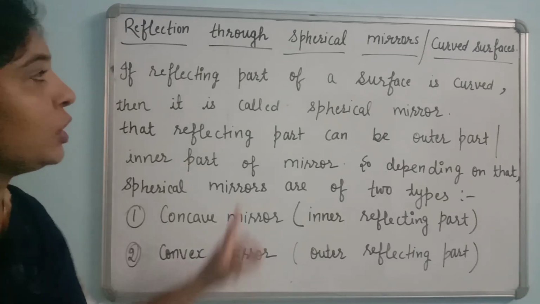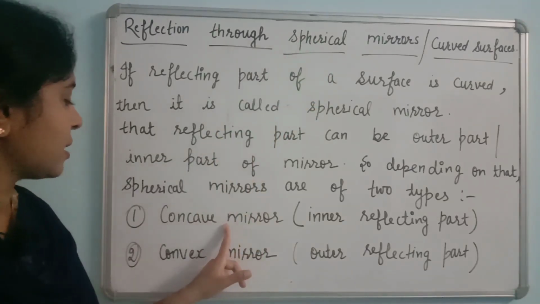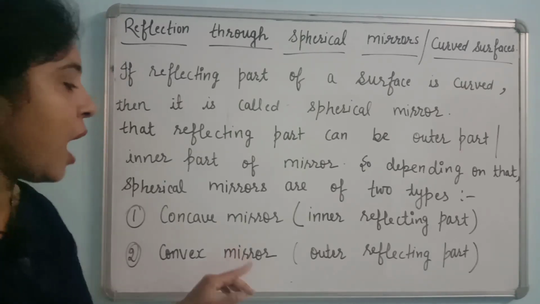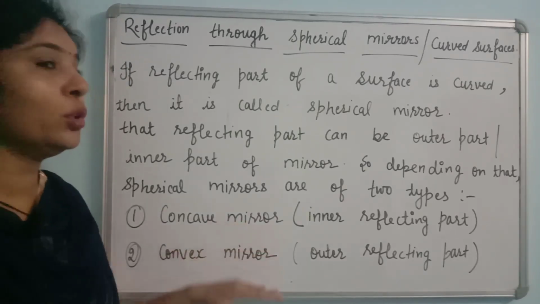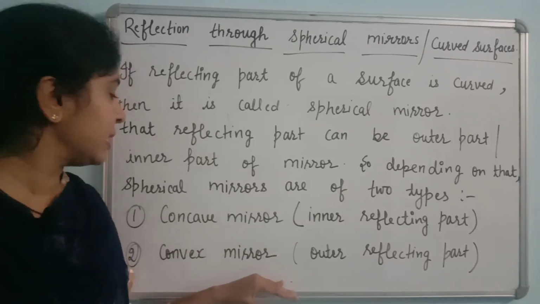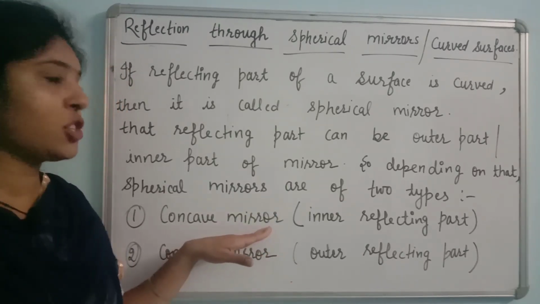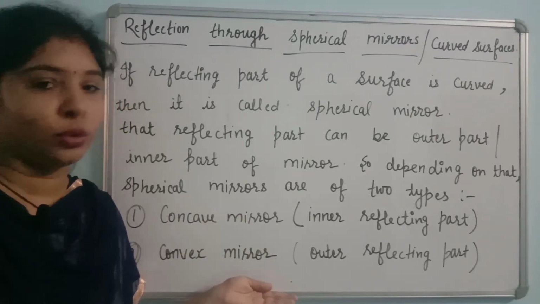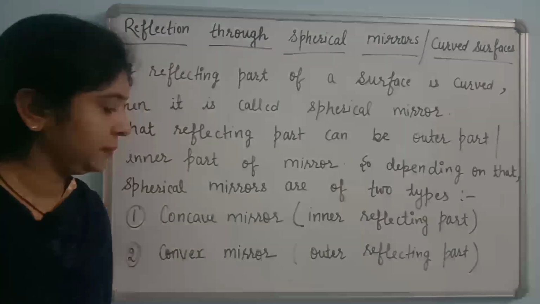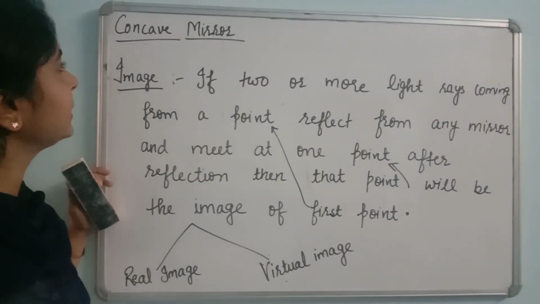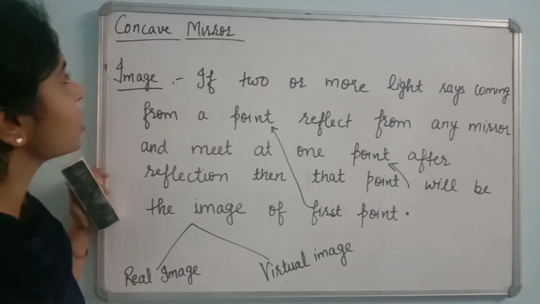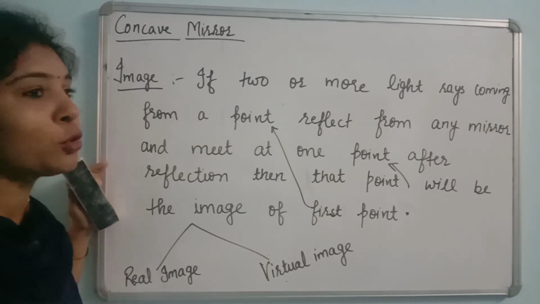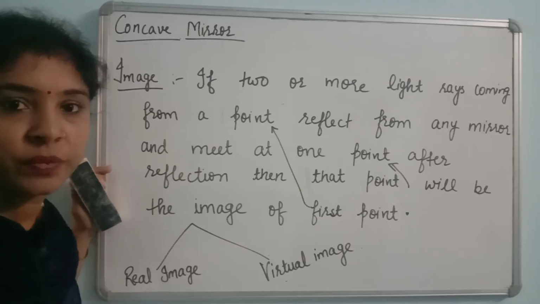So we have two types of spherical mirrors, concave and convex, and we will study how reflection occurs through these mirrors, how images are formed in these mirrors, and so on. Let's start. Students, firstly, we will study the concave mirror. But before that, you should know what an image is.